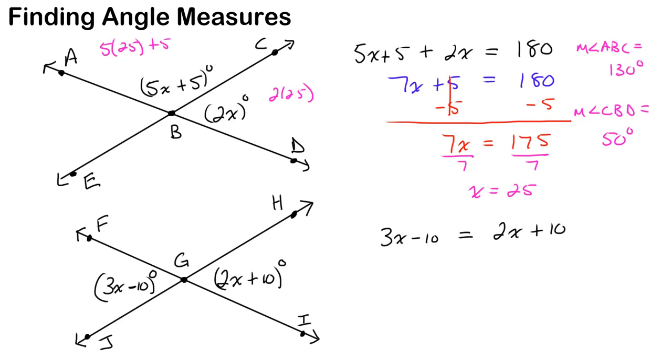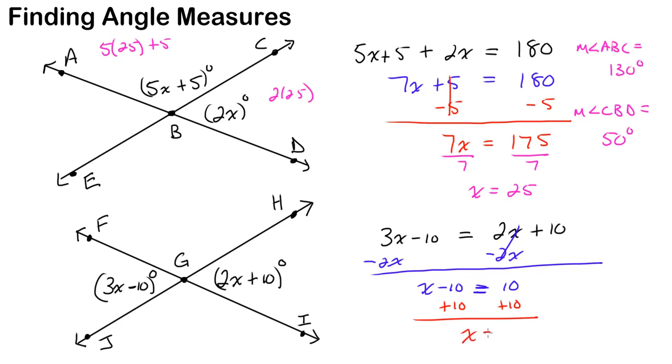So first thing we want to do is eliminate the variable of lesser value. So we're going to subtract 2x from both sides. And this gives us here x minus 10 equals 10. And then finally add 10 to both sides here, and we get x equals 20. So if x equals 20, 3 times 20 is 60, and 60 minus 10 is 50 degrees. And 2 times 20 is 40, plus 10 is also 50 degrees.